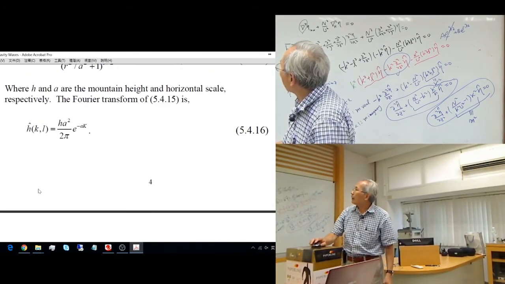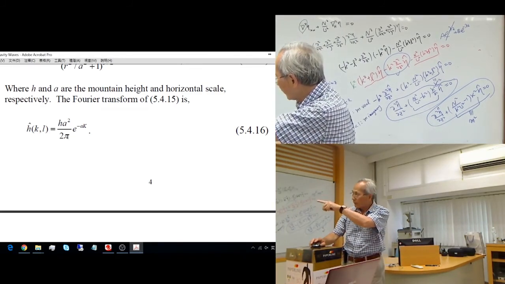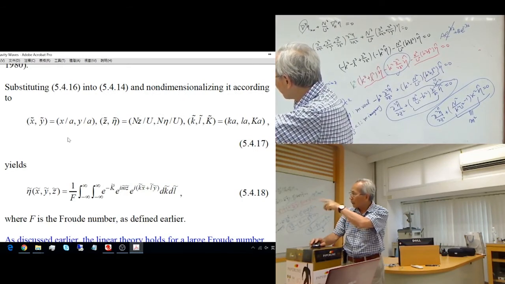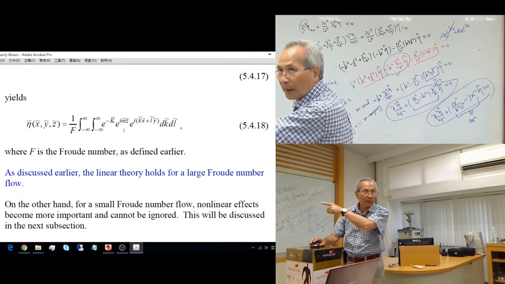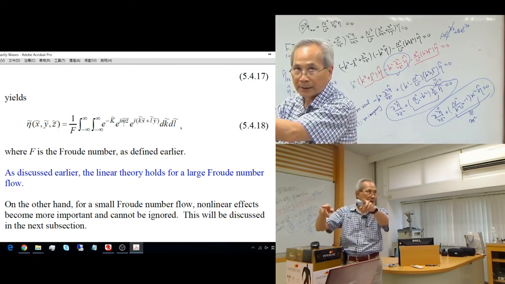So this is the three-dimensional Fourier transform of the lower boundary. Then you can non-dimensionalize it, and this is what was worked out by Smith. I have to finish in a couple of minutes, and then I go downstairs.